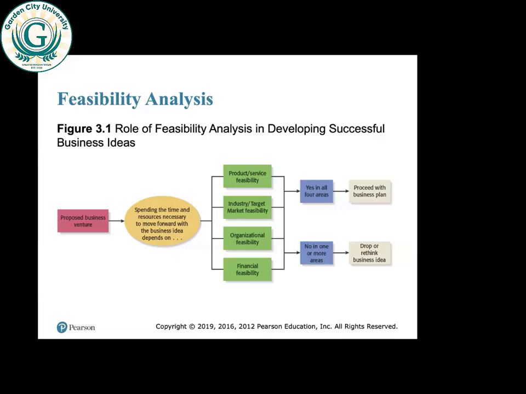Then we go to organizational feasibility. Some questions that you may want to ask yourself would include things like, number one, what skills and experiences do I need for this business?